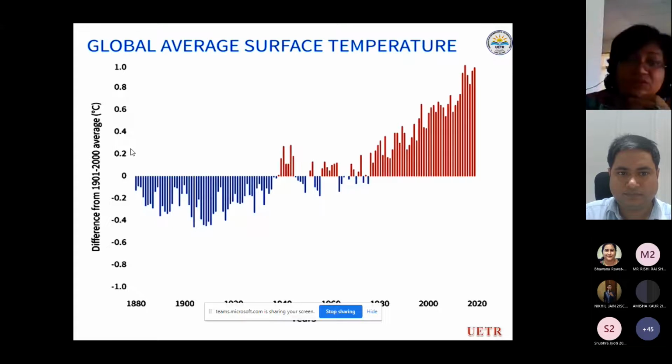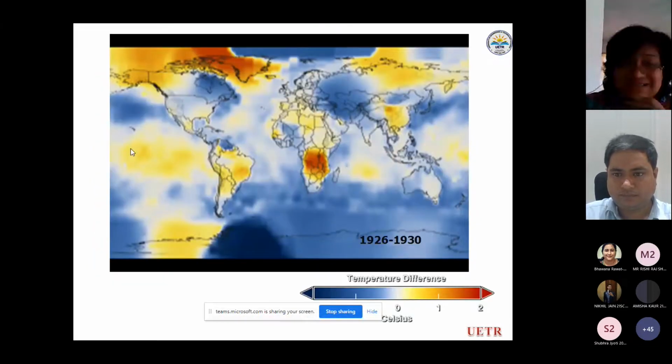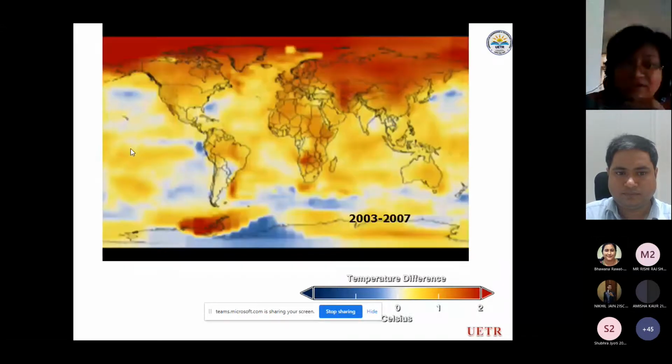Okay. So you can see the temperature change from 1880 to 84. The blue color shows the cool temperature, but as it changes from yellow to orange to red, it means the temperature is going to increase per decade. In 1926 to 1930, you can see in the image that patches of red color are starting. In 2003 to 2007, it is almost red, almost red. Okay.